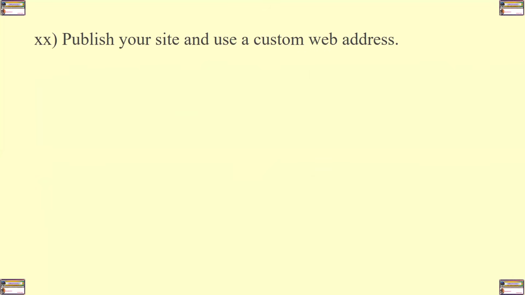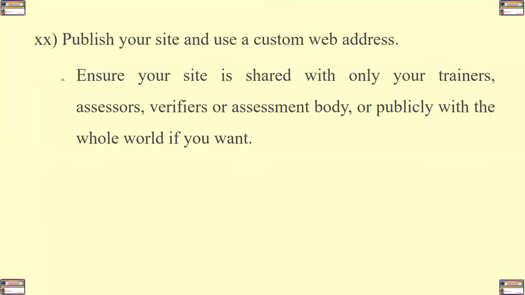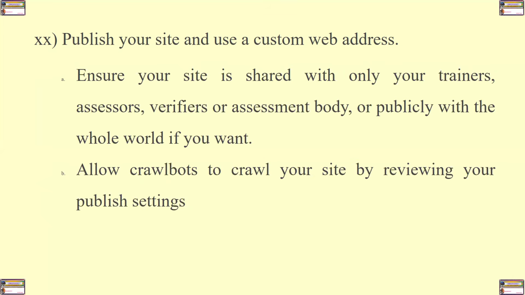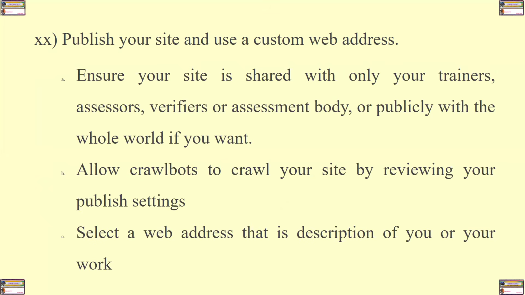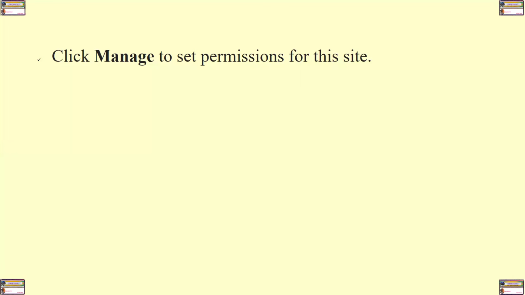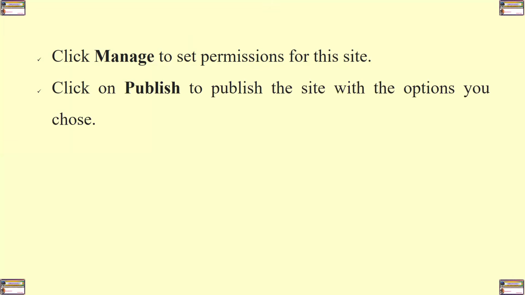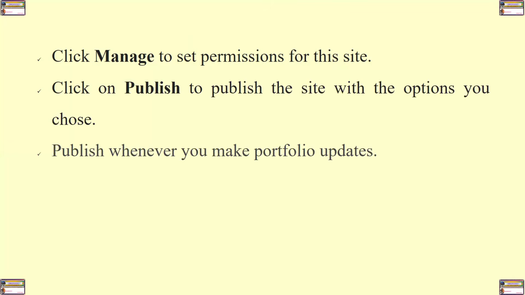And lastly, publish your site and use custom web address. Here, ensure that your site is shared with only your trainers, assessors, verifiers, or assessments body, or publicly with the whole world if you want. Allow crawlbots to crawl your site by reviewing your published settings. Select a web address that is a description of you or your work. Then click Manage to set permissions for this site. Click on Publish to publish the site with the options you choose once you are done.